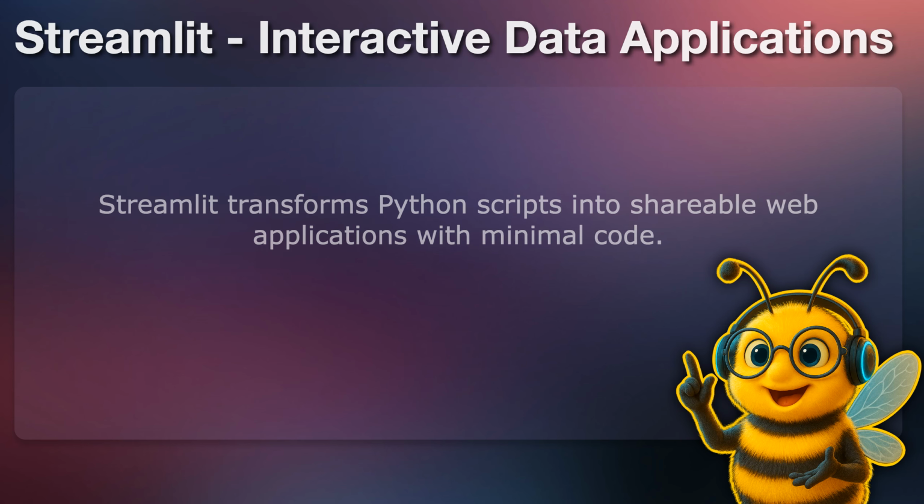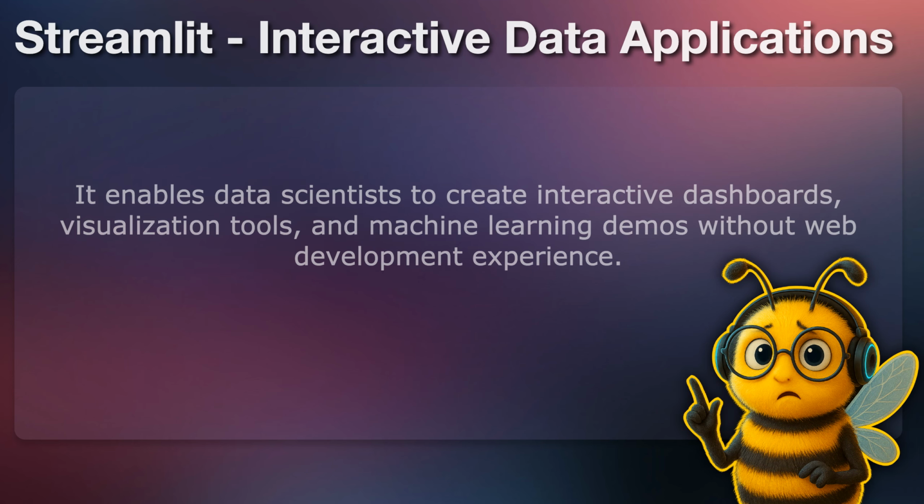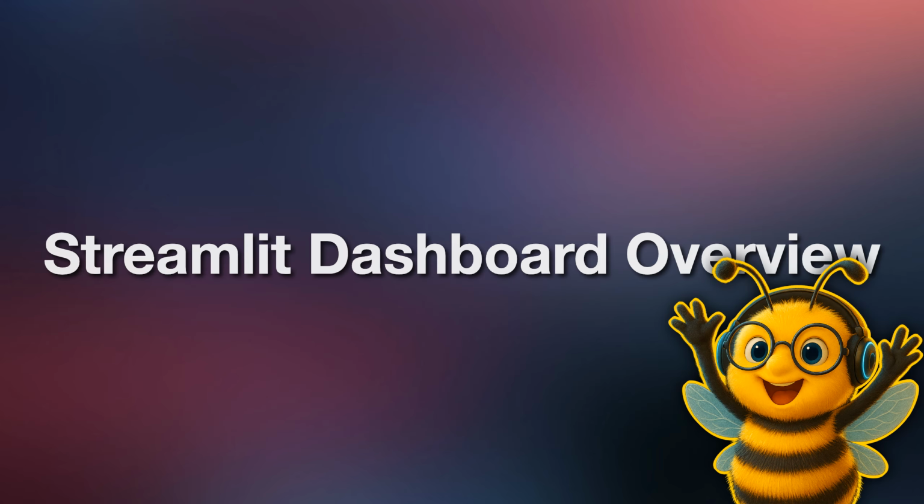Streamlit transforms Python scripts into shareable web applications with minimal code. It enables data scientists to create interactive dashboards, visualization tools, and machine learning demos without web development experience. Let's walk through a compact Streamlit dashboard that uploads CSVs, lets you pick columns, and visualizes the data.